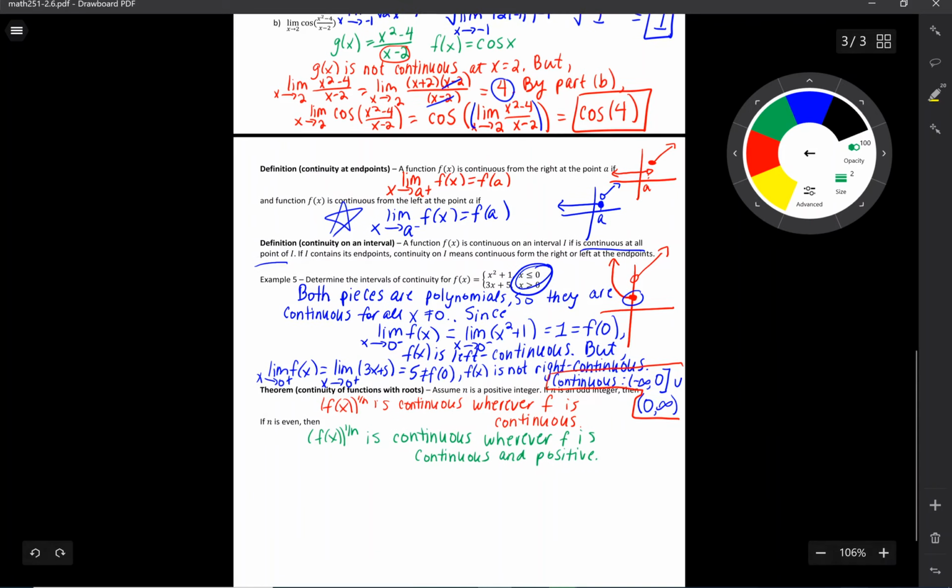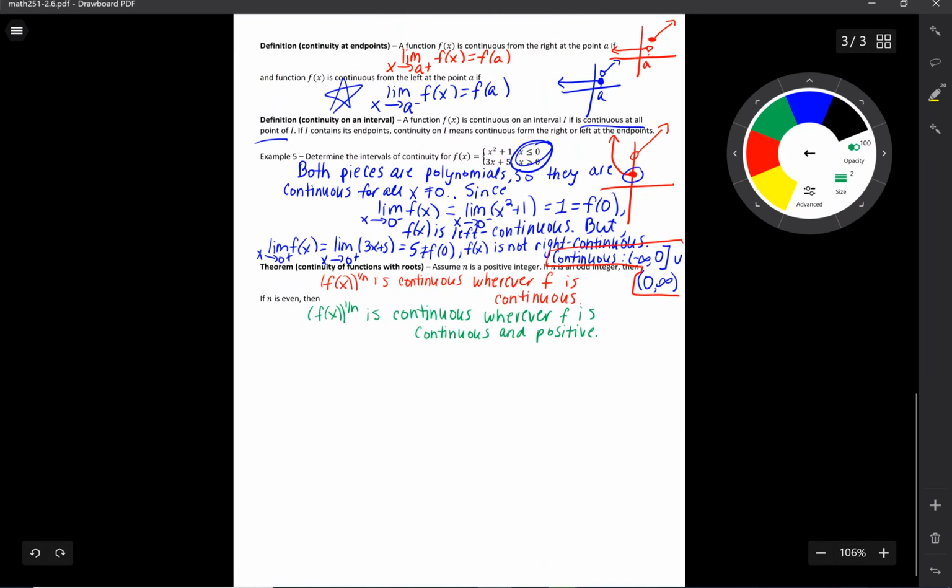All right, it looks like we're done, but actually we have one more theorem that failed to make it onto the notes. This is a pretty important theorem though. So let's write this out. Theorem. It's called the intermediate value theorem. And it says the following.